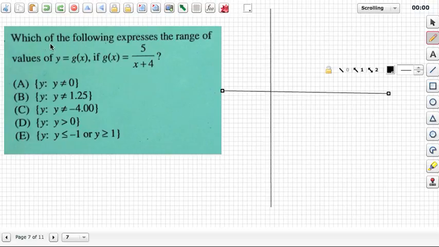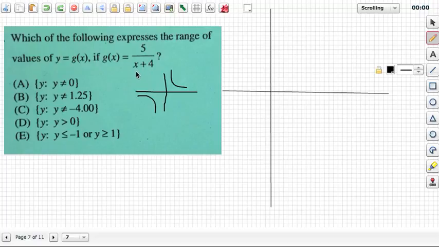Which of the following expresses the range of values of y equals g of x if g of x is 5 over x plus 4? Recall that the shape of the parent graph would be something like this. So let's go ahead and see where x is undefined. X would be undefined at -4.